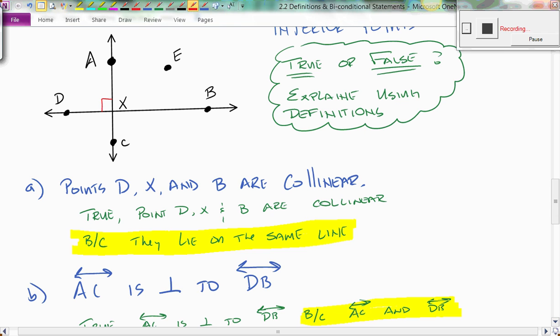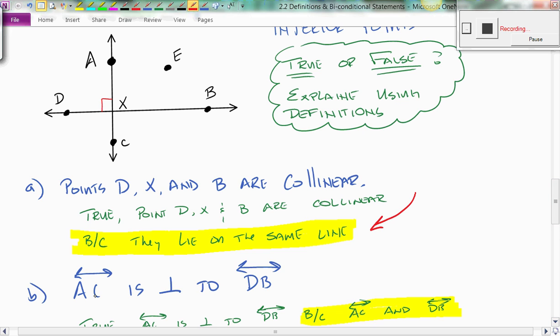So the question was, is this true or false? Explain using definitions. And I said, so points D, X, and B are collinear. And that happens to be true because they lie on the same line. So the important part is actually saying this part. So we're backing up our claim with a definition. So true, points D, X, and B are collinear because they lie on the same line.